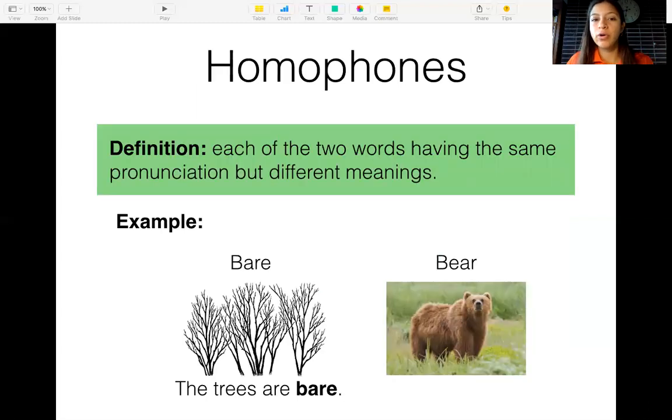So what is a homophone? A homophone is when you have two words having the same pronunciation but different meanings. As you can see here, we have bear and bear. They're pronounced exactly the same, but they have different meanings. One refers to the animal.